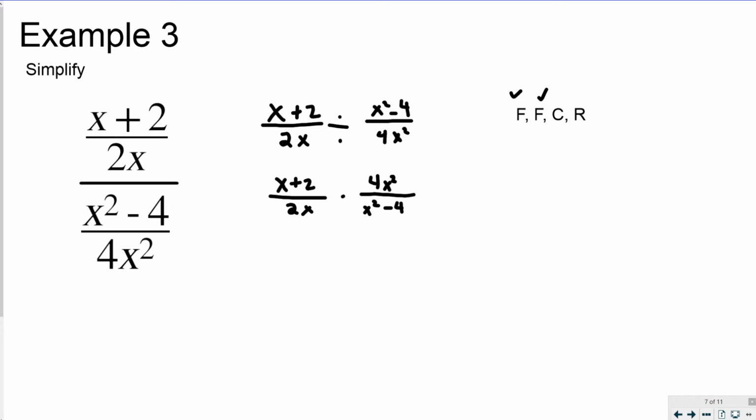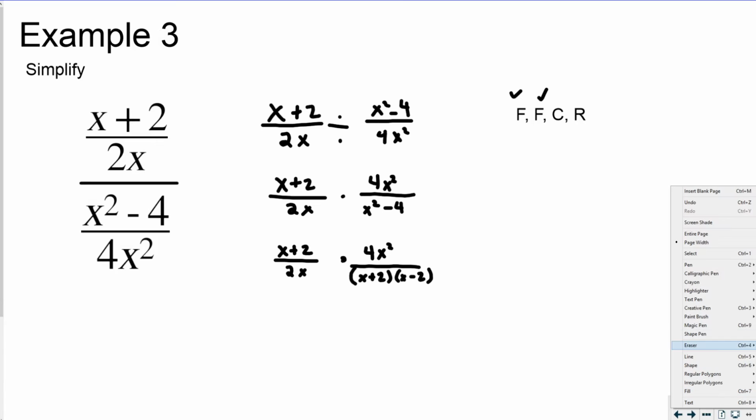So now we're going to factor. x plus 2 cannot be factored. 2x cannot be factored. 4x squared really can't be factored. But this bottom one, x squared minus 4, can. So we'll rewrite the entire left rational expression because there is nothing to factor there. And then we'll rewrite the denominator because there is nothing to factor there. But on the bottom, I know that x squared and 4 are both squares, so it would be the difference of two squares. So you have x plus 2 times x minus 2.